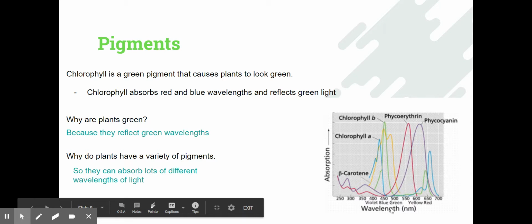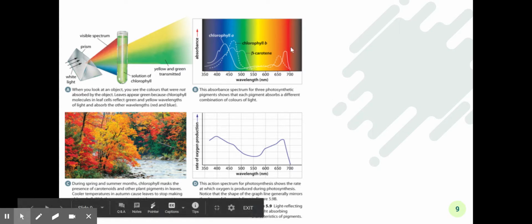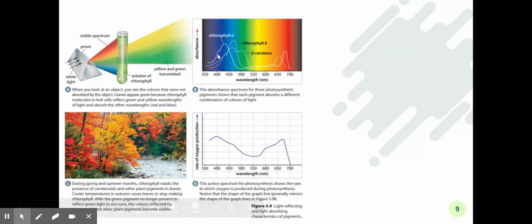You'll notice that there is a drastic drop right in the center, right here at green, with all of them. None of them are absorbing green wavelengths, and that is because we reflect those wavelengths. If you're looking at this picture, it shows exactly what I was just talking about in more general terms. Here's chlorophyll A, B, and beta carotenes. You'll notice that they absorb all the blue spectrums and then start to die off in the green, a little bit in the yellow, and then more in the orange and red. So again, I reflect green, I see green, I don't absorb green.